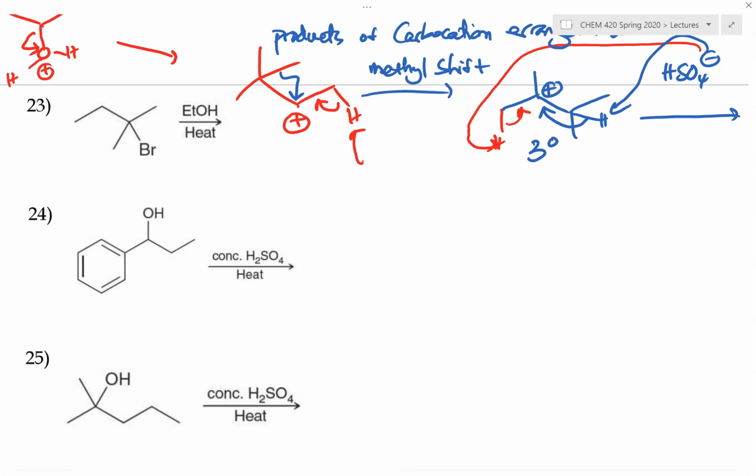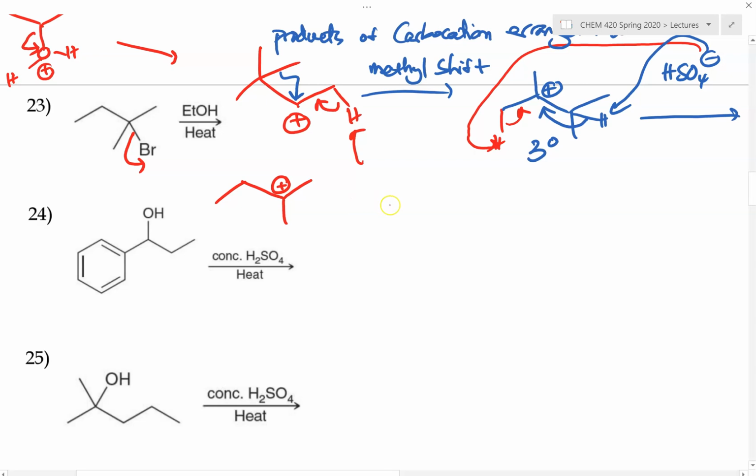So here in this case right here, the bromine is a good leaving group. It does not need to be protonated, so it can leave on its own. Therefore, the first thing that we're going to produce will be this carbocation. And in this case, this carbocation does not need to be rearranged.